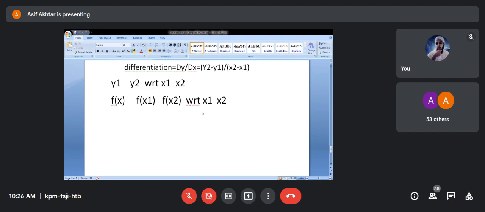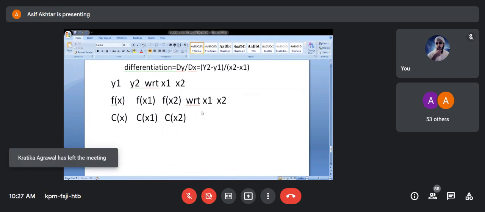For example, let me take a cost function. We have a cost function, which is a function of x, which is the quantity. And we want to know the change in the value of cost. That is, the change in the value of c(x1) to c(x2) with respect to what? The change in the quantity from x1 to x2. What is the change that comes in the cost if you change the quantity?